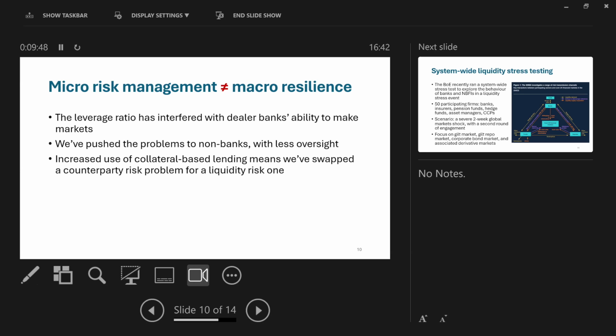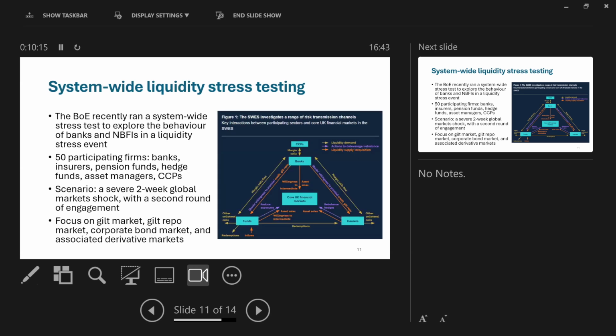And the third, I hinted at this earlier, but as we've pushed towards more collateral-based lending, we've made the system more susceptible to procyclicality through swings in collateral values. So we've effectively swapped a counterparty risk problem for a liquidity risk problem. So what's to be done of all this? Where do we go?